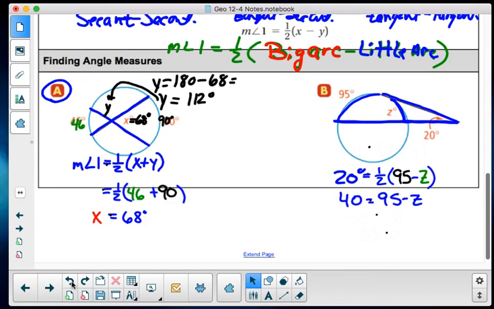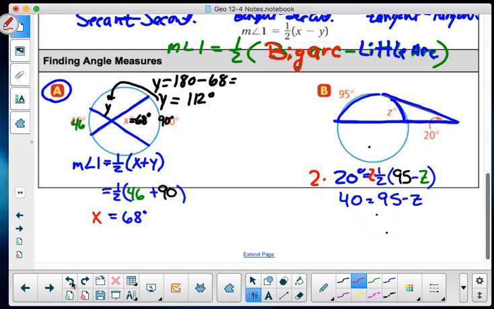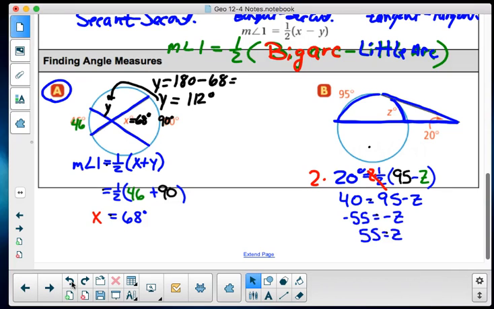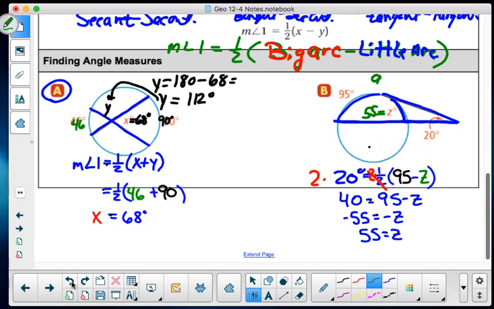So I've got that going, and I'm going to multiply by 2 on both sides. All I'm doing here is multiplying by 2 to clear my fraction. That becomes 1, this becomes 40, and now I subtract 95 from both sides, and I get negative 55 equals negative Z, and then I multiply by -1 and get Z equals 55. Now, here's the important part of this. Check, because big arc minus little arc divided by 2 should equal 20. So 95 minus 55 is 40, divided by 2 is 20, totally going to work.